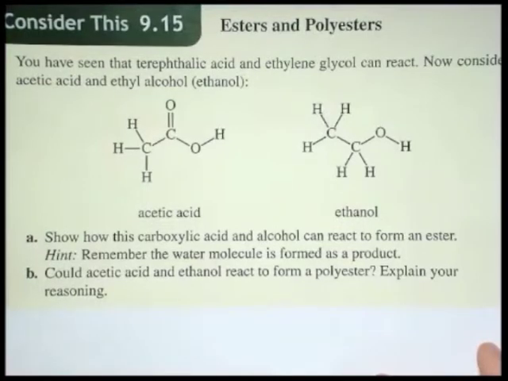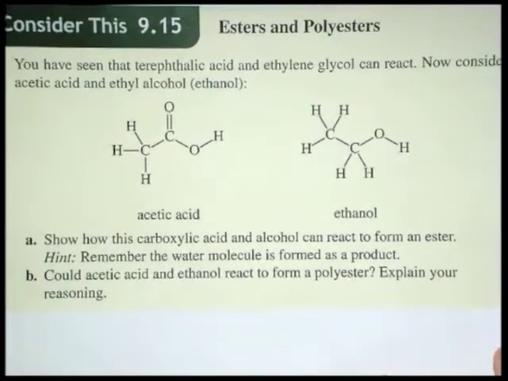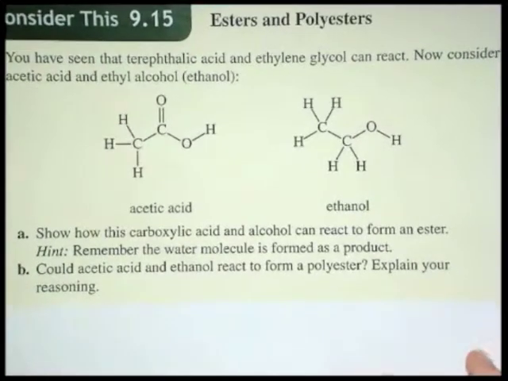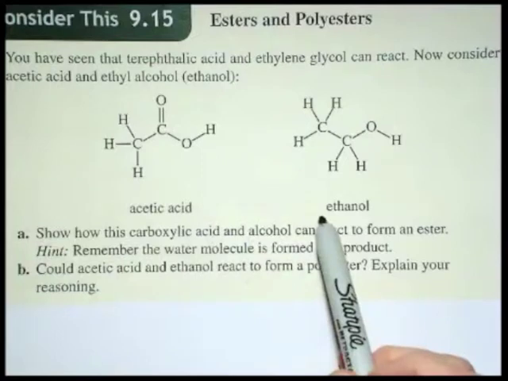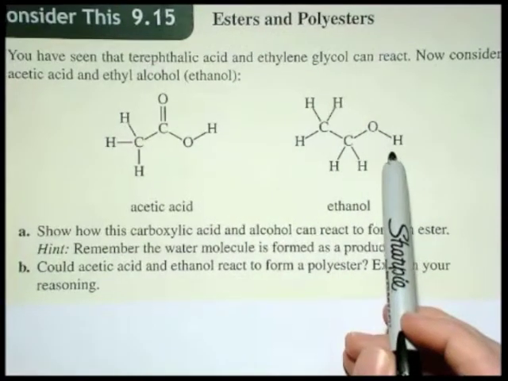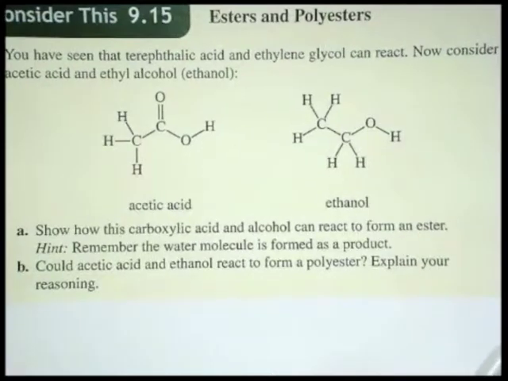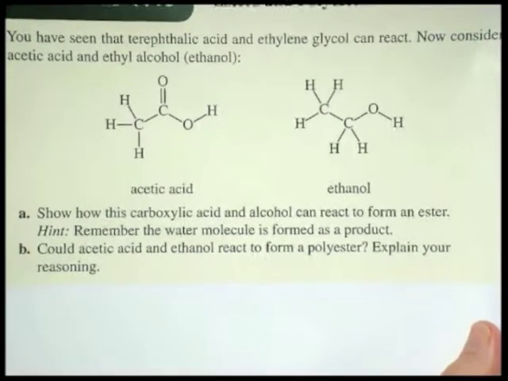You've seen terephthalic acid and ethylene glycol can react in the previous slide. Now consider acetic acid and ethyl alcohol. This is acetic acid right here, a little carboxylic acid group, and ethyl alcohol, or ethanol, is a simple alcohol with one hydroxyl group. So show how this carboxylic acid and alcohol can react to form an ester, and then could acetic acid and ethanol react to form a polyester? You want to explain the reasoning.